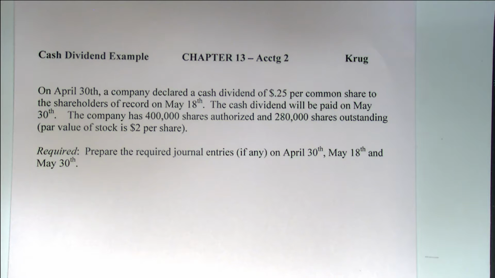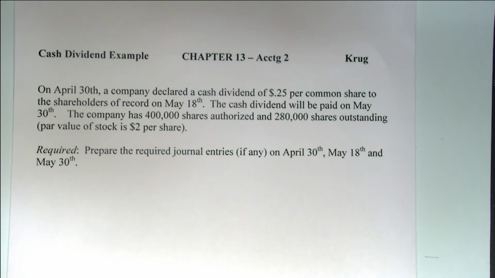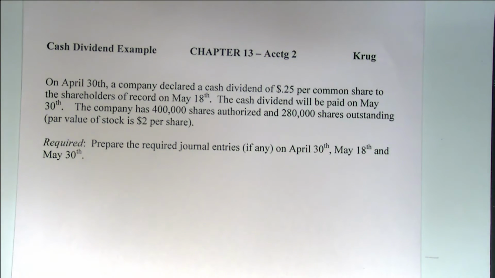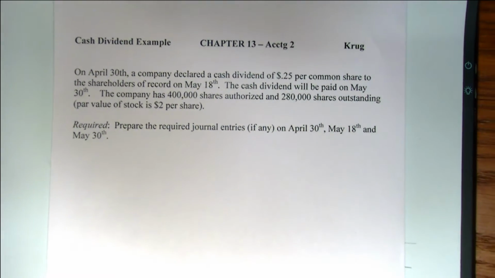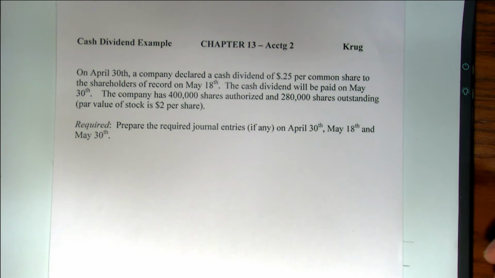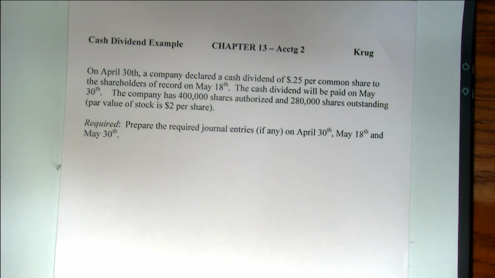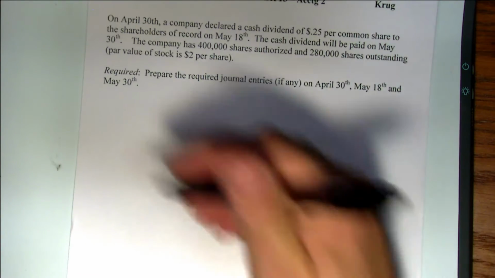On April 30th, the company declared a cash dividend of 25 cents per common share to the stockholders on record of May 18th. The cash dividend will be paid on May 30th. The company has 400,000 shares authorized and 280,000 shares outstanding. The par value of the stock is $2 a share. Prepare the required journal entries, if any, on April 30th, May 18th, and May the 30th. Okay? All right. Well, let's go ahead and do that.